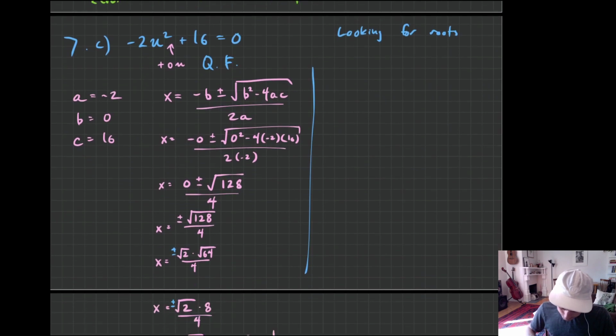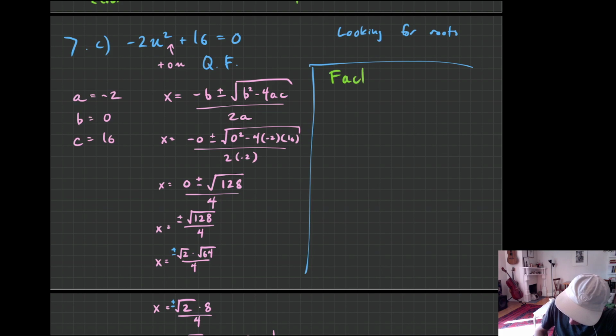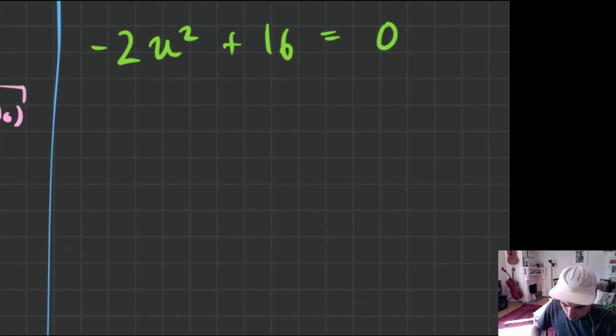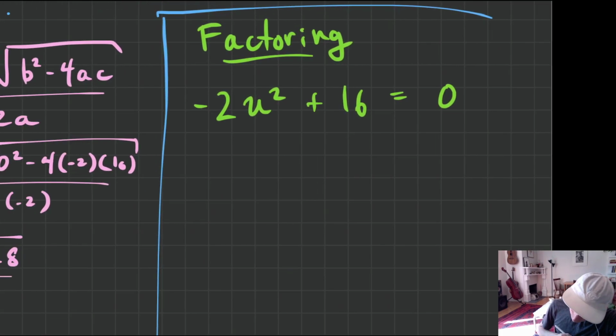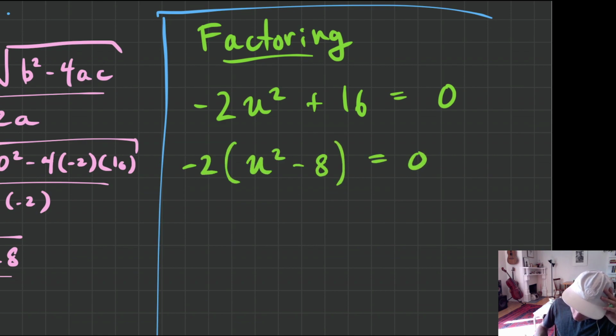Let's calculate it the other way. So the other way I'm going to do it is with factoring. There are several ways you can attack these problems. So I'm going to write the question out again. I've got -2u squared plus 16 equals 0. Now what I'm going to do is factor out a -2. So I've got -2 times u squared minus 8. That's all equal to 0.